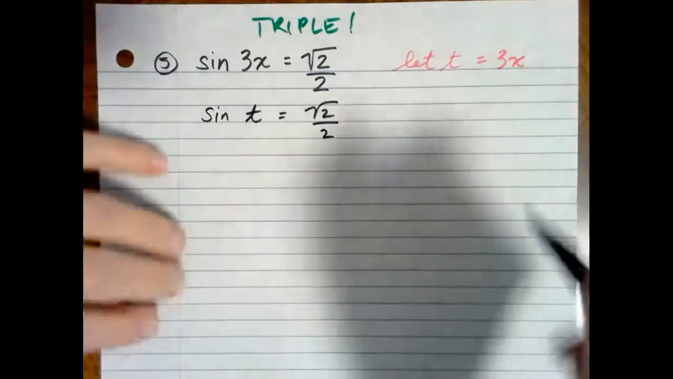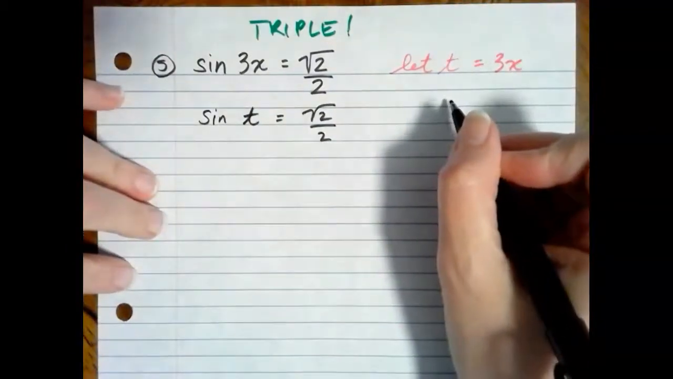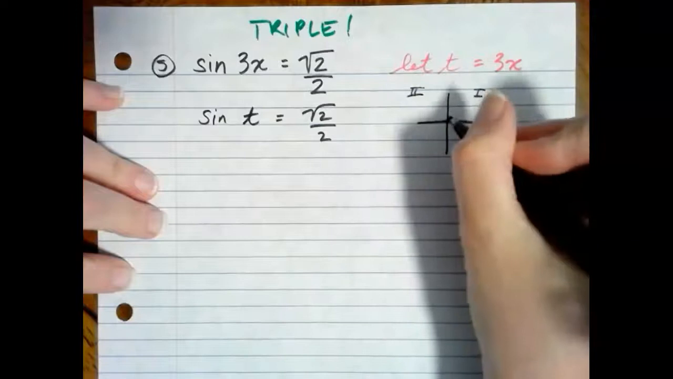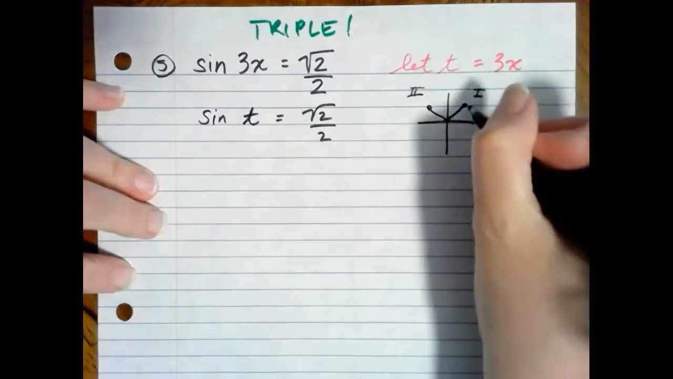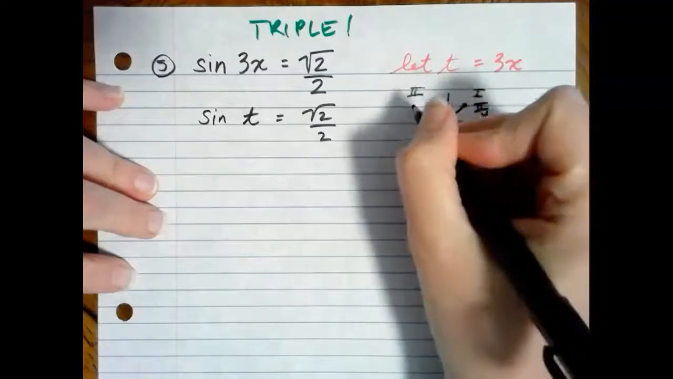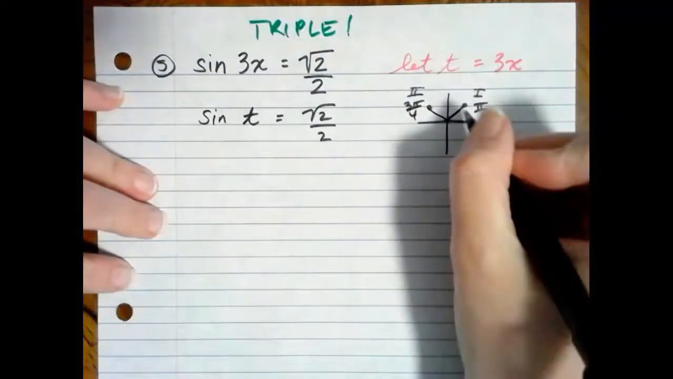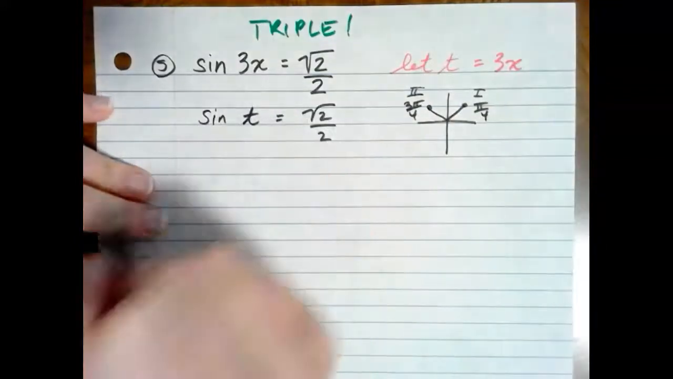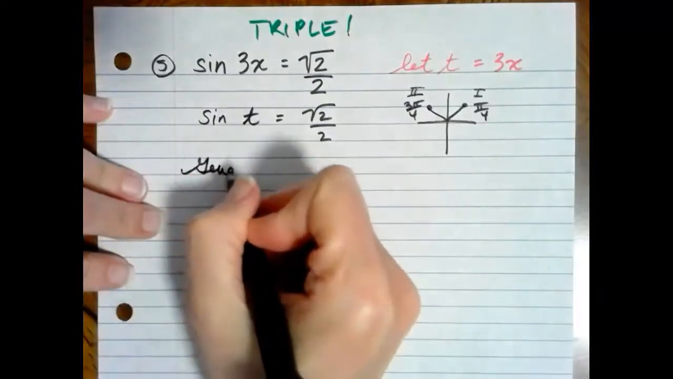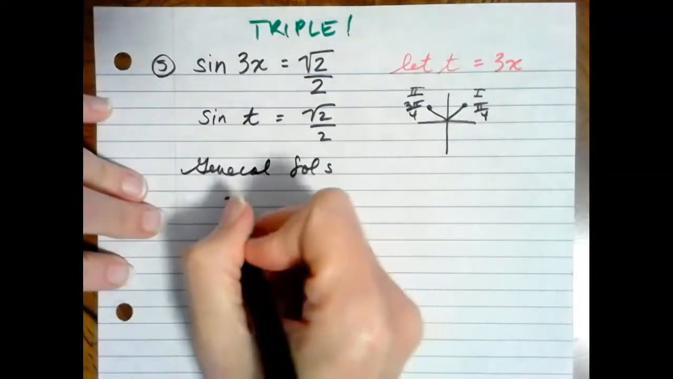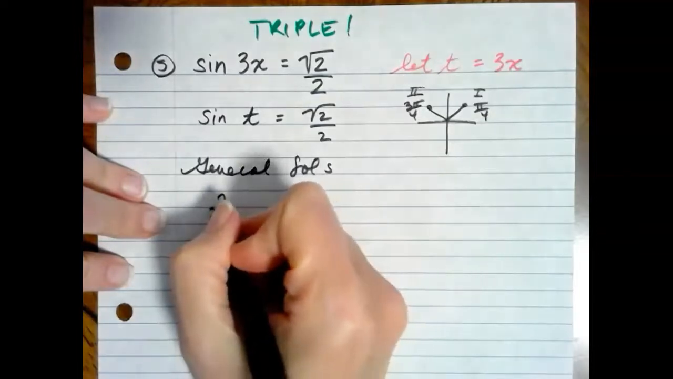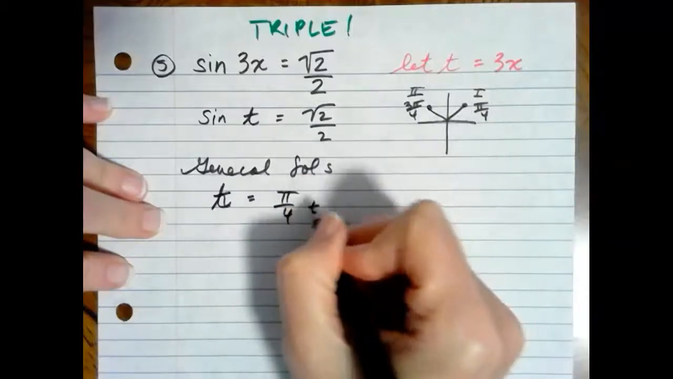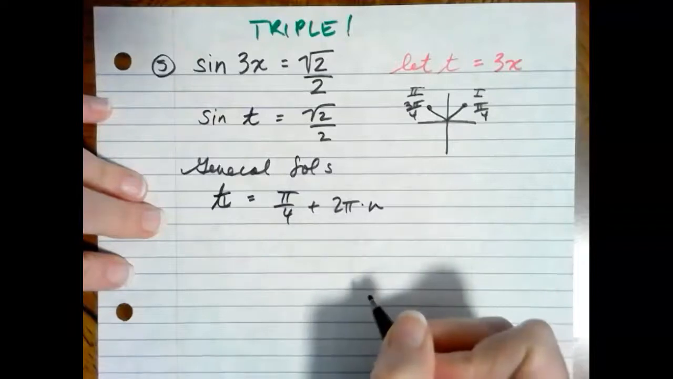Now we're familiar with √2 over 2. First of all, where is the sine positive? The sine is positive in quadrant 1 and quadrant 2. And of course, the sine is equal to root 2 over 2 at pi over 4 and 3 pi over 4. Both of these rotations have 45-degree reference angles. So we're going to have two general solutions. So start here. t equals pi over 4 plus 2 pi times n.